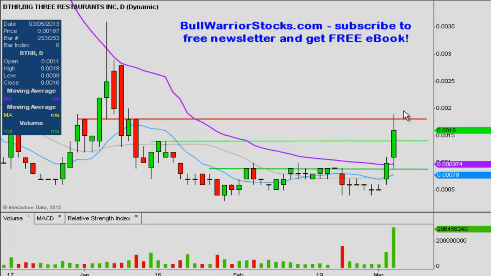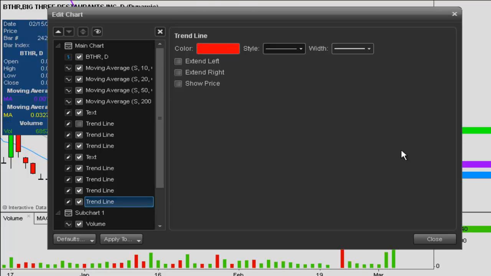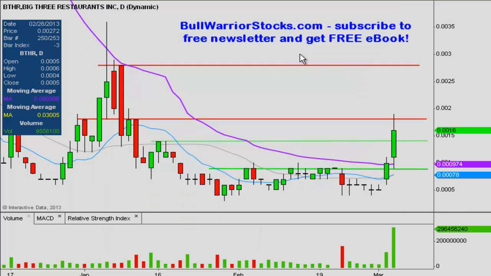But then after this, lots of potential room to run. Really nothing until up here, chart-wise, which we'll call 0.0028. So if it can get through that current level of resistance that it's working on down here, lots of real estate to go on a potentially very nice move right here.